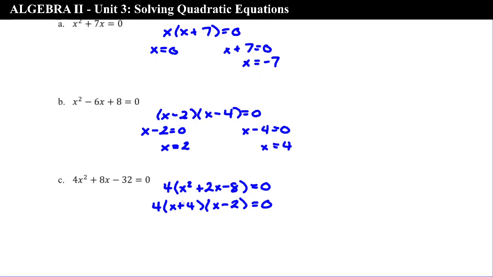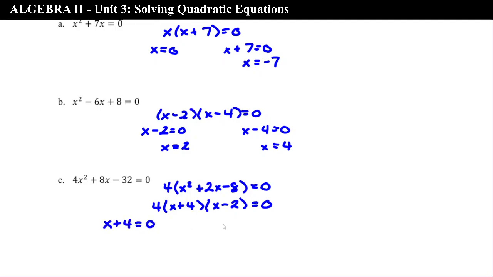Now we're going to split up this part and this part. The 4 will kind of just sit out here by itself. In fact, if we divided both sides by 4, then it would just go away, right? Because 4 divided by 4 gives you 1 on this side, and 0 divided by 4 on the other side gives you 0. But what we're concerned with is what values of x make it 0.